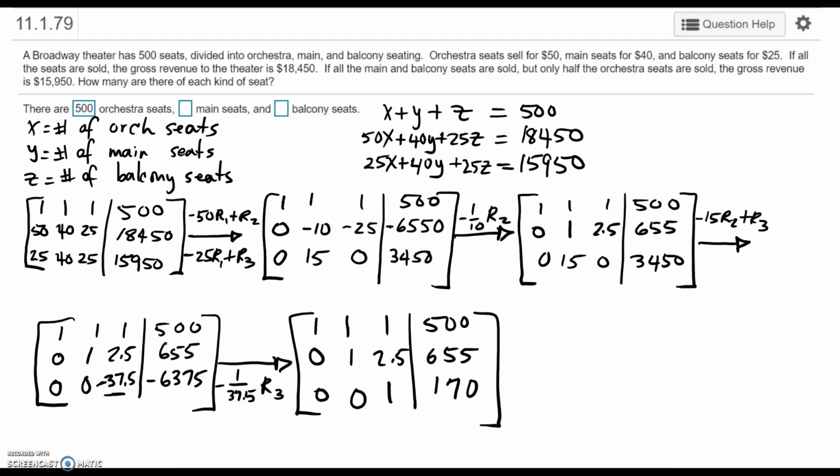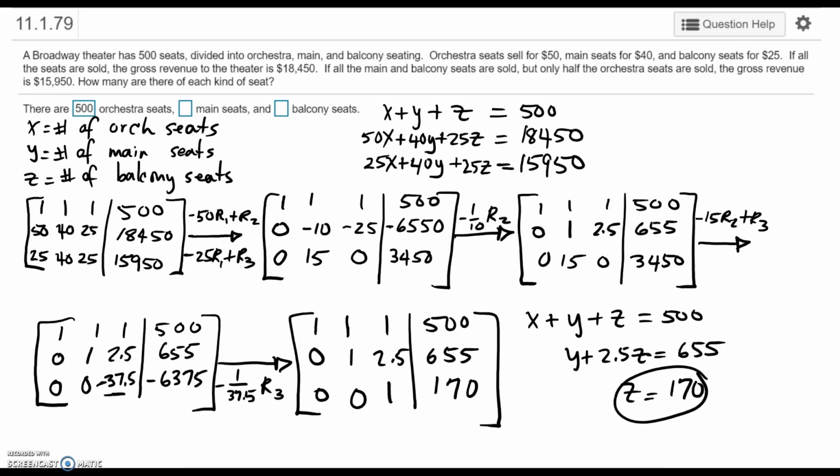We now have the matrix in the form that we wanted. So I know that 1x plus 1y plus 1z is equal to 500. I know that 1y plus 2.5z is equal to 655. And I know that z is equal to 170. We know that z represents the number of balcony seats. So we know that there are 170 balcony seats.